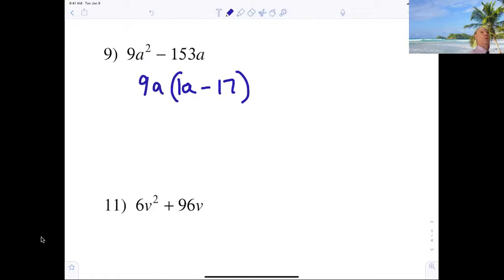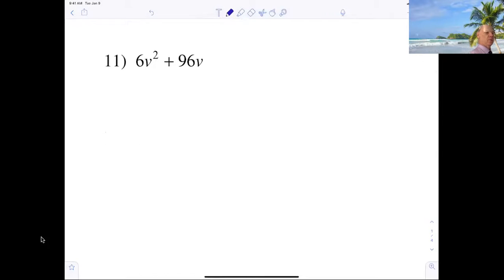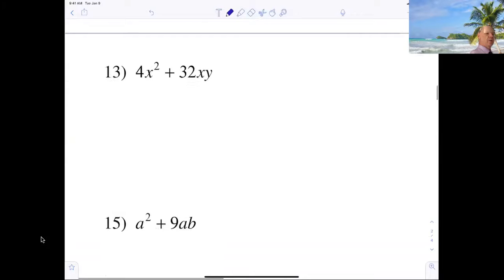All right, Tucker. So you do 6b, open parentheses, 1b minus, minus or plus? Plus, sorry, 6 goes into 36. Plus 16 and close parentheses. Connor, go. 4x, open parentheses, 1x plus 8, 8 what? 8xy, or 8y. 8y. Beautiful.